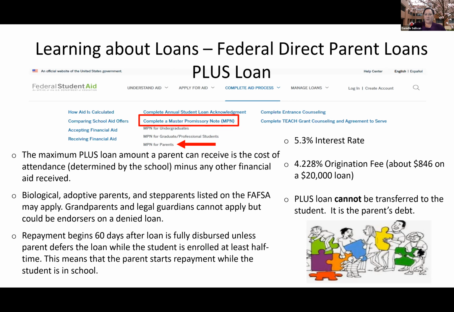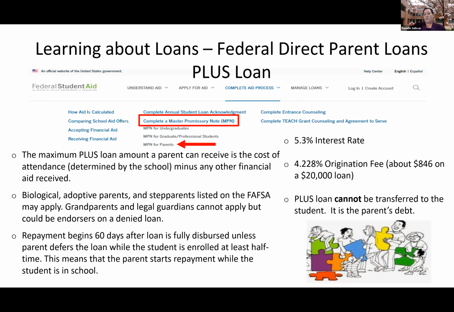They have to be biological or adoptive in order to do the parent loan. And then something different about the parent loan is that, remember, with student loans you pay 6 months after you graduate or drop below half-time status or leave school. Parent loans are different. You start repayment within 60 days after the loan is fully disbursed. So if you borrow a loan that spans fall and spring, your first payment will be somewhere around March of that year because it fully disbursed in the spring semester.